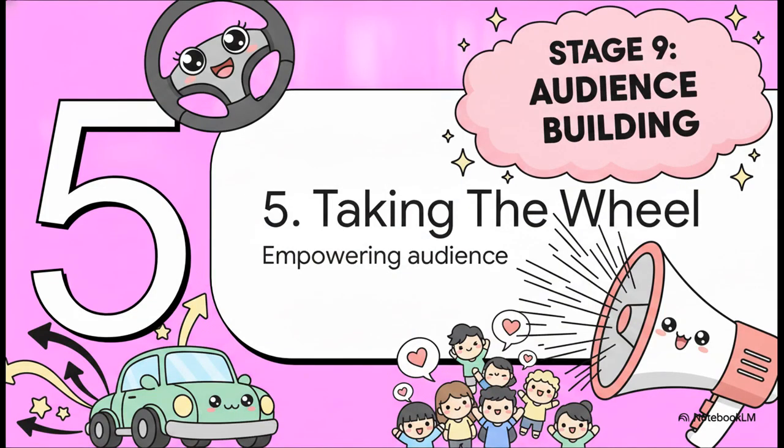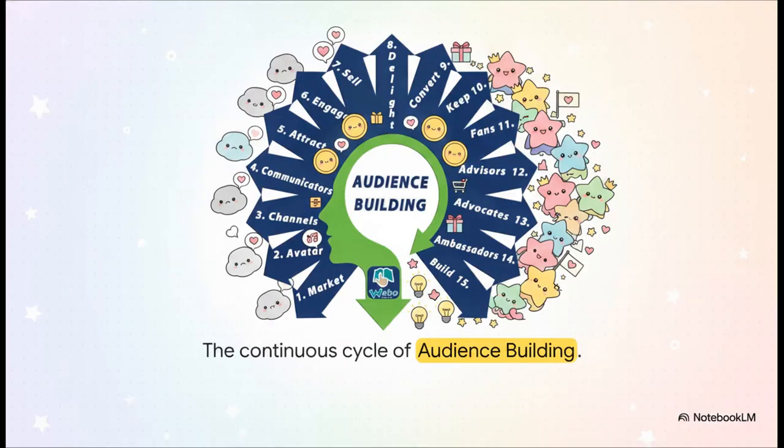Moving right along to Section 5, taking the wheel and empowering your audience. So, Stage 9 actually operates as this continuous 15-step cycle. It brilliantly anchors that vital transition from just attracting cold leads to genuinely delighting them, converting browsers into active customers, and ultimately transforming them into brand promoters. It becomes this incredible, continuous loop of value creation.